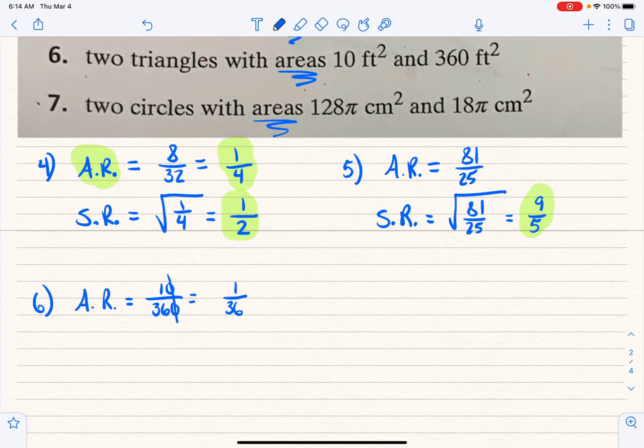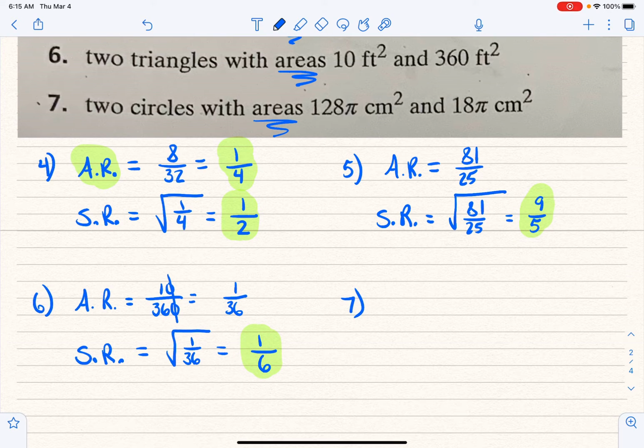So that is the area ratio. Then your job is to come up with the similarity ratio. The similarity ratio is then, of course, going to be the square root of 1 over 36. Square root of 1 is 1. Square root of 36 is 6. So the similarity ratio is 1/6. All right, home stretch. Number 7.